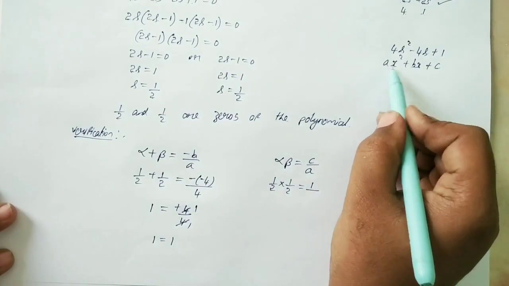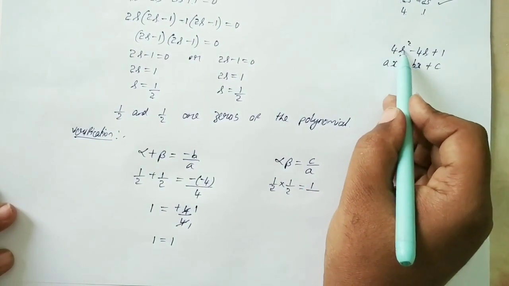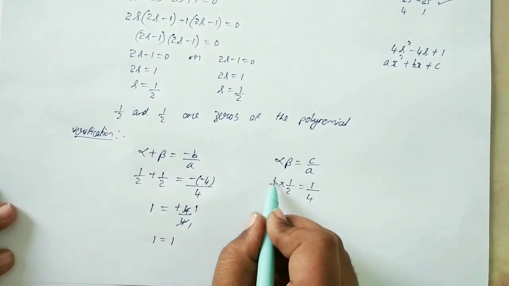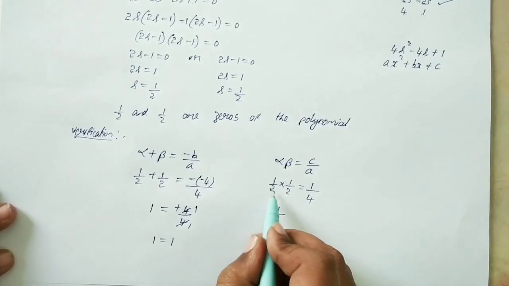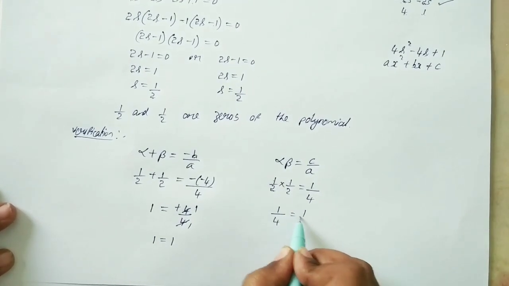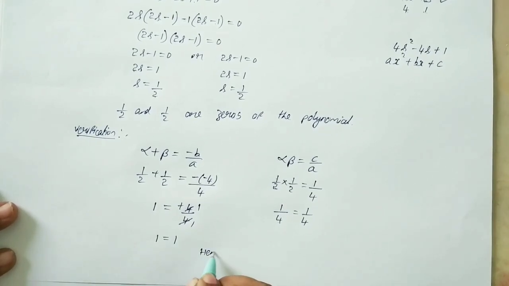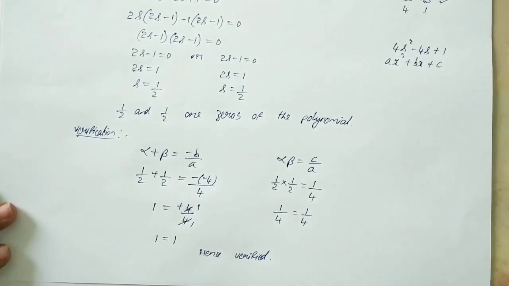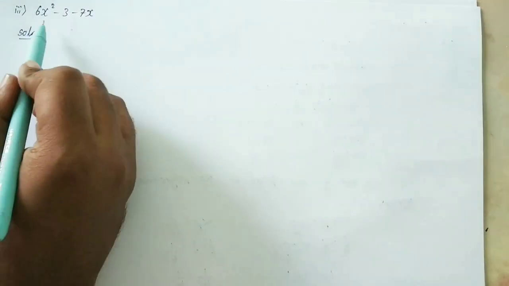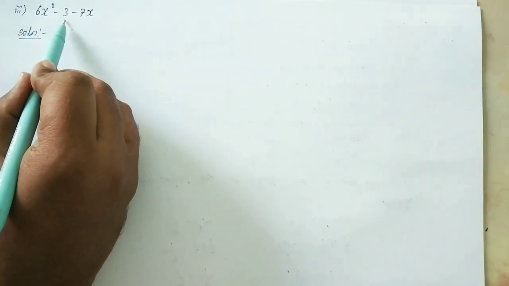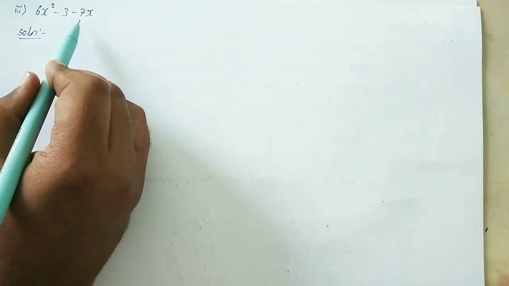What is A? A means coefficient of x square. So what is the coefficient of x square here? 4. So 1 into 1, 1 divided by 2 into 2, 4 is equal to 1 by 4. Again LHS is equal to RHS. So hence verified. So next sub question is 6x square minus 3 minus 7x, right?